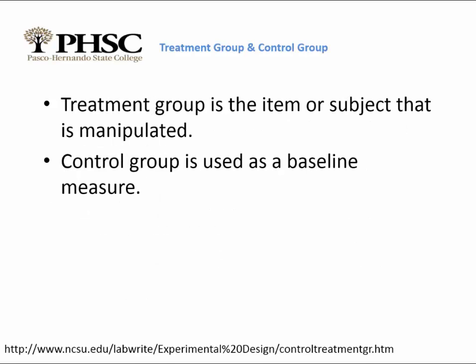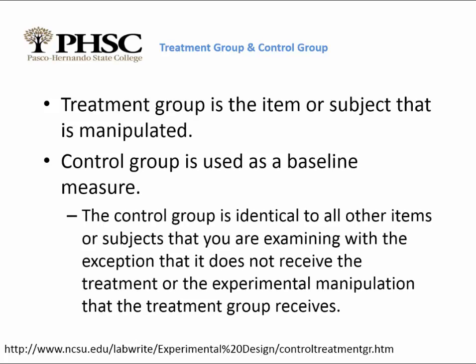Next thing we're going to talk about is a treatment group and control group. A treatment group is the item or subject that's being manipulated, and the control group is used as a baseline measure. The control group is identical to all other items or subjects that are being examined, with the exception that it does not receive the treatment or the experimental manipulation that the treatment group receives. So that's why you have a treatment group and a control group.